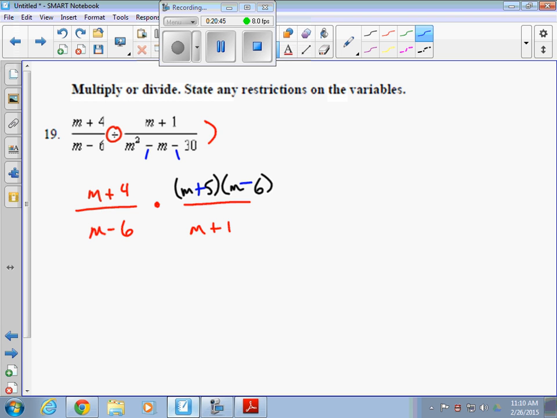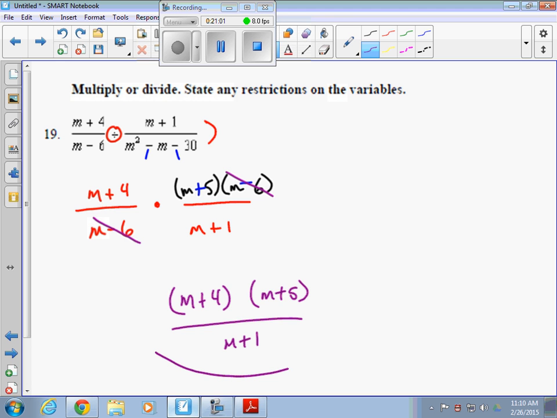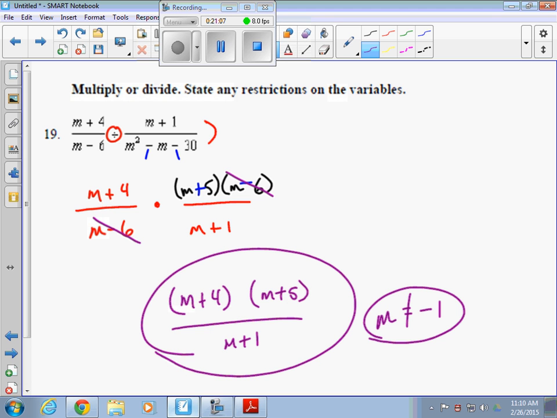Remember, anytime you have the same thing at the top and the bottom, you can cancel it out. M minus 6 cancels out. So what you're left with is m plus 4 times m plus 5 over m plus 1. And your restriction on this one is m can't be what? Cannot be negative 1. Because when you put it together with 1 at the bottom, it'll give you 0, which is impossible.